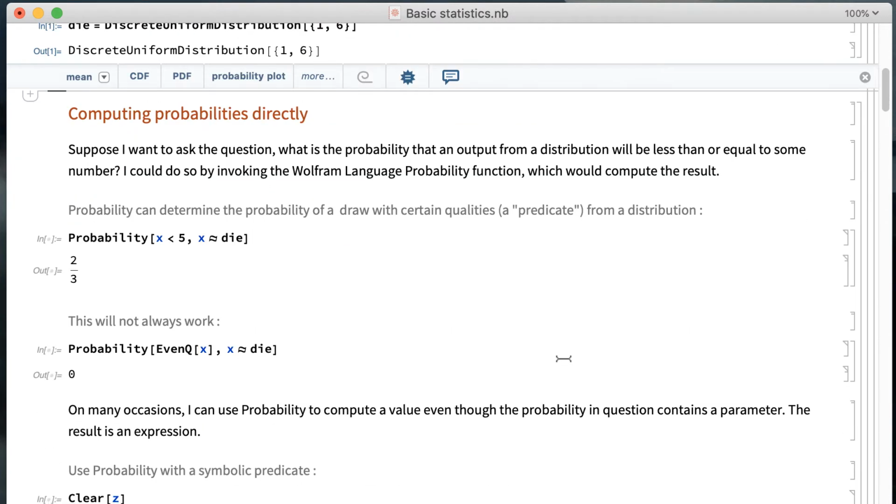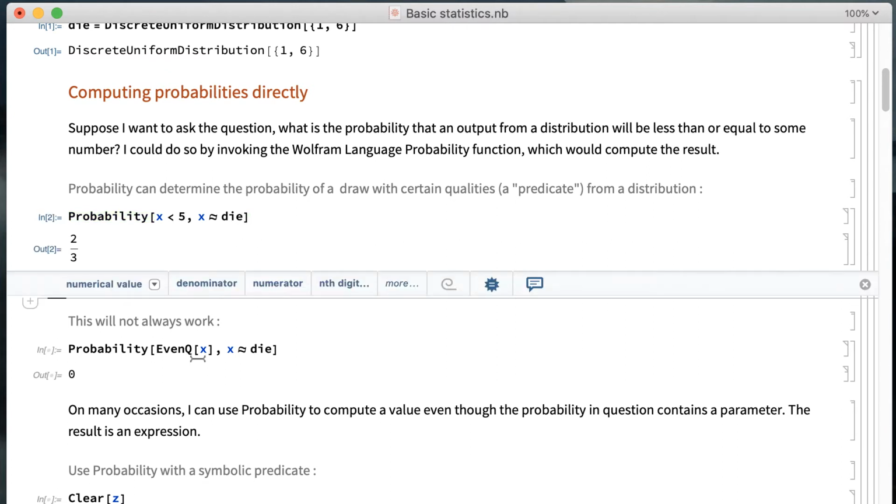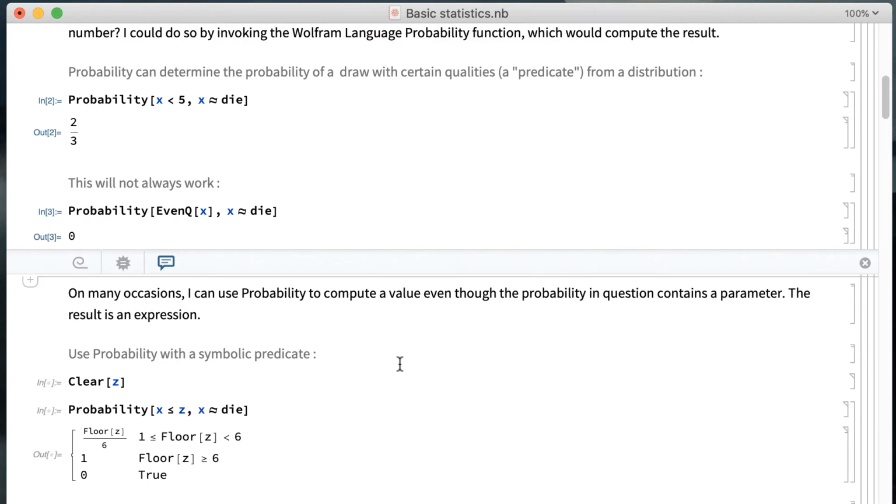So I can ask some questions about that distribution. I can ask, what's the probability that if you take some value x that's distributed according to the die distribution, that value of x will be less than 5? And we can do this in our heads. Let's see, the 6 outcomes are 1, 2, 3, 4, 5, 6. And so 1, 2, 3, 4 are less than 5, and that's 4 out of the 6, or 2 out of the 3 outcomes. So let's just make sure that works. And it does. Footnote, there are a few issues with probability. Sometimes it doesn't give you the answer, but most times it does.